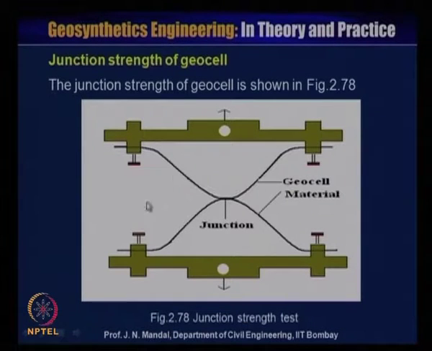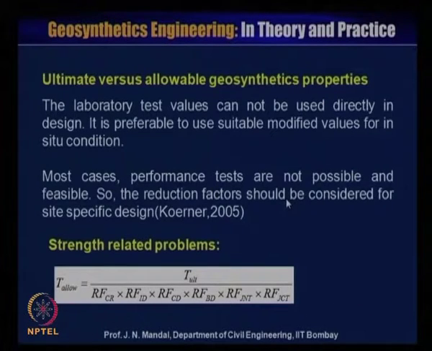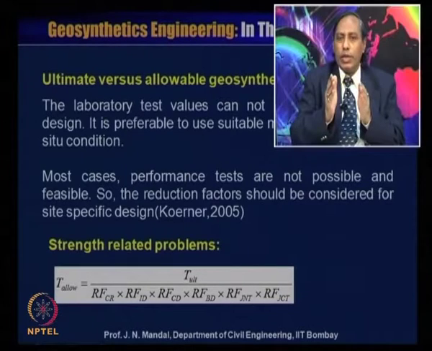So this is the junction strength of the geocell material, which we have also discussed earlier, on how to connect the geocell material. Now, ultimate versus allowable geosynthetic property. The laboratory test value cannot be used directly in the design. It is preferable to use a suitably modified value for in situ conditions. In most cases performance tests are not possible and feasible, so reduction factors should be considered for site specific design, as Koerner mentioned in 2005.